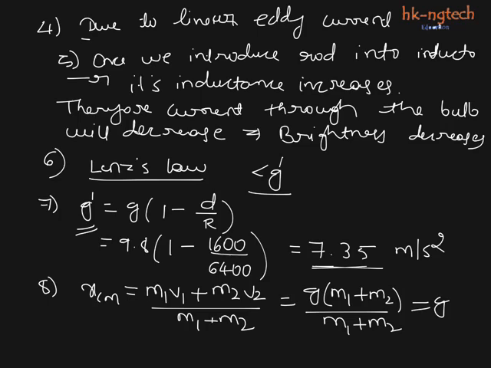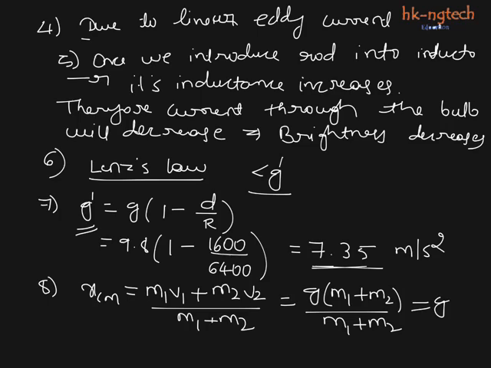Next question, the 8th question. Two balls are thrown simultaneously in the air. The acceleration of the center of mass of the two balls when in air is: x_cm is equal to (m1 v1 plus m2 v2) divided by (m1 plus m2).